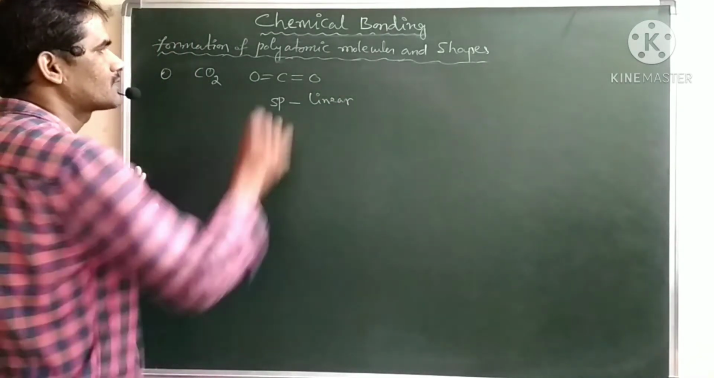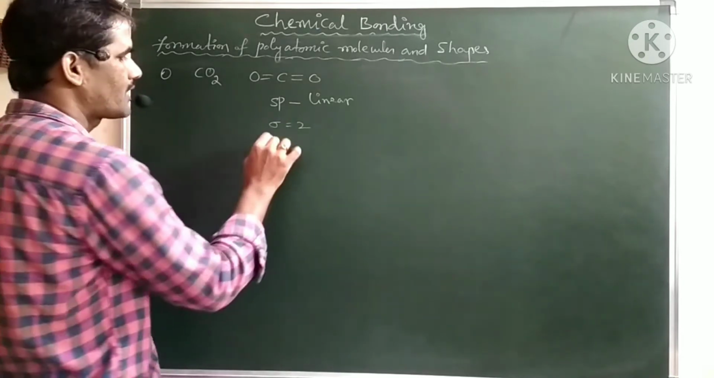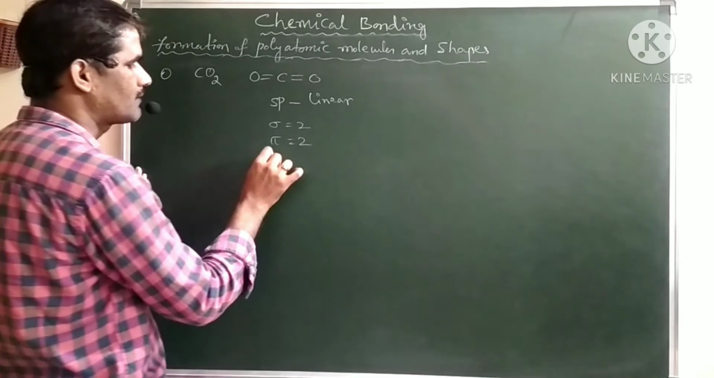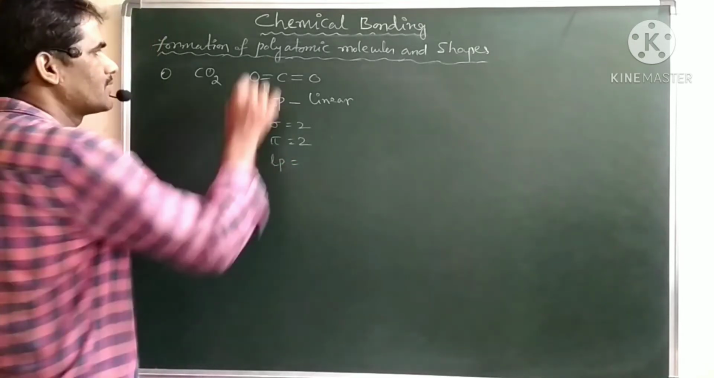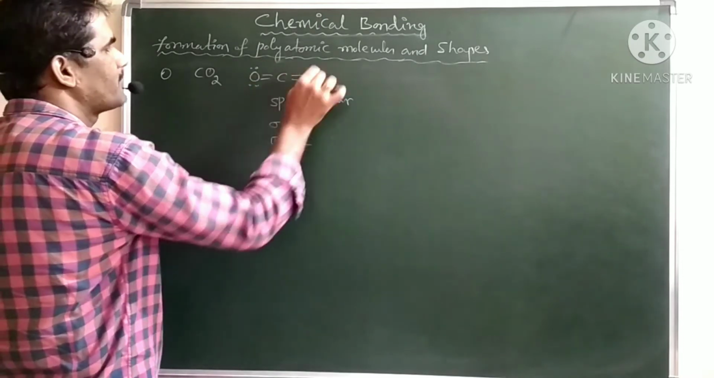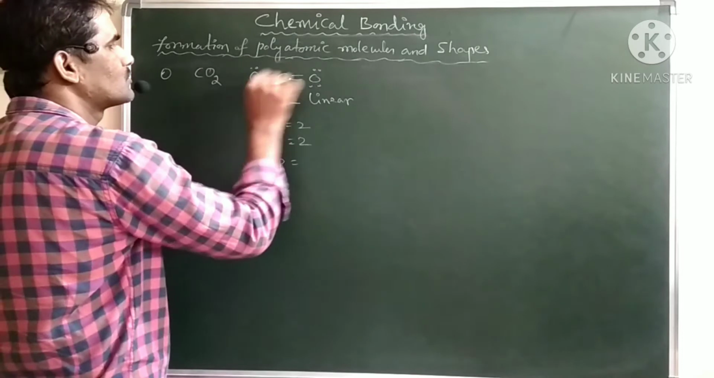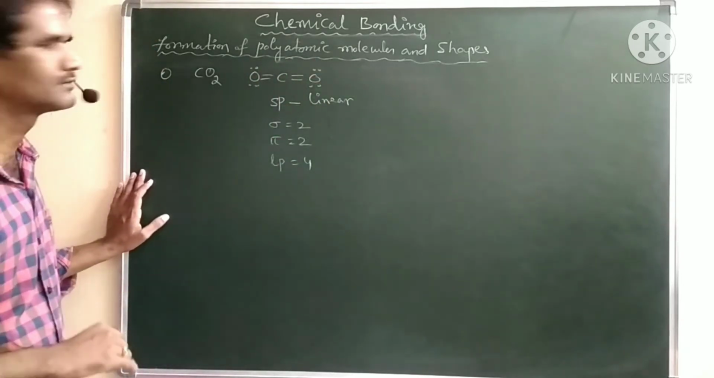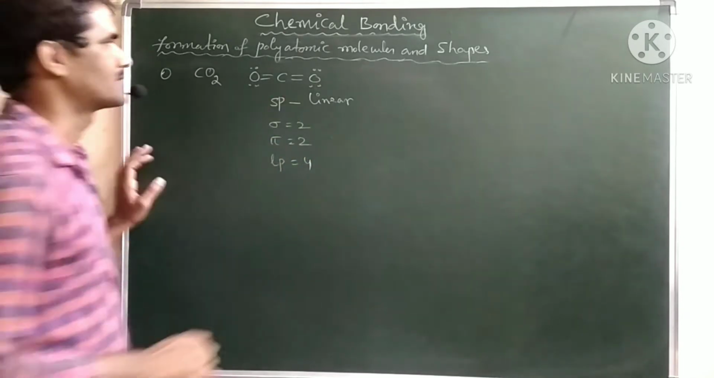Now we can see here it has 2 sigma bonds and 2 pi bonds. If we count the total number of lone pairs on carbon dioxide, each oxygen carries 2 lone pairs. So in total, 2, 2, we have 4 lone pairs on the carbon dioxide molecule. So that covers hybridization, geometry, and number of sigma and pi bonds.